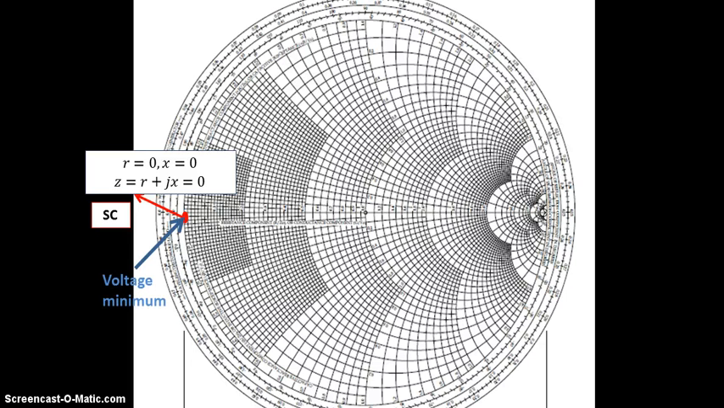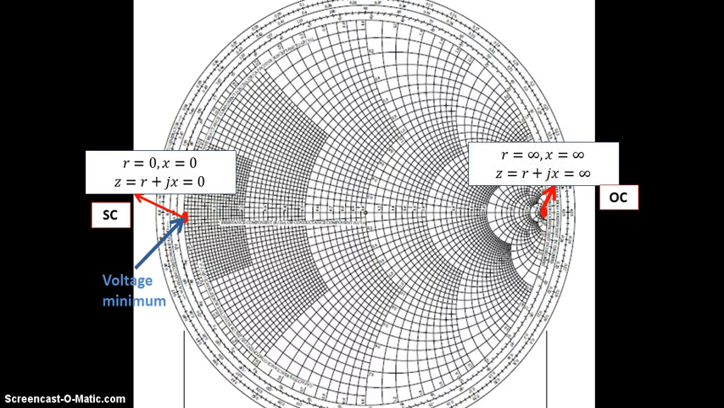Now if you go to the rightmost point, the value of R is infinity and the value of X is infinity. That means Z is also infinity. If the impedance value is infinity, you call it an open circuit. And as we know, the voltage is maximum at an open circuit. So we need this idea to learn how to calculate the voltage minimum and voltage maximum.